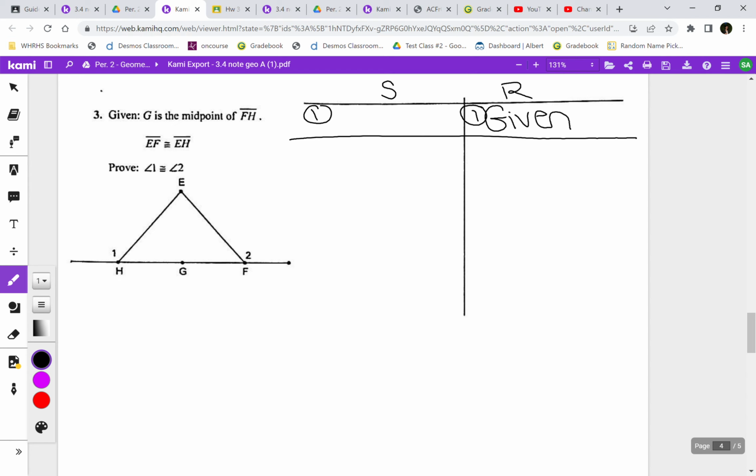G is the midpoint of FH. Raise your hand, tell me what conclusion I'm going to get if G is the midpoint of FH. Boy, same hands every time. Daniela, if G is the midpoint of FH, what can I conclude there? HG is congruent to GF. You got it. HG is congruent to GF.